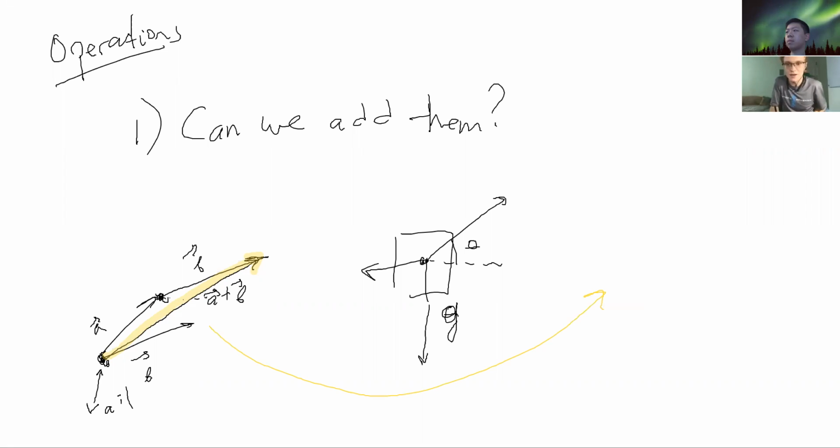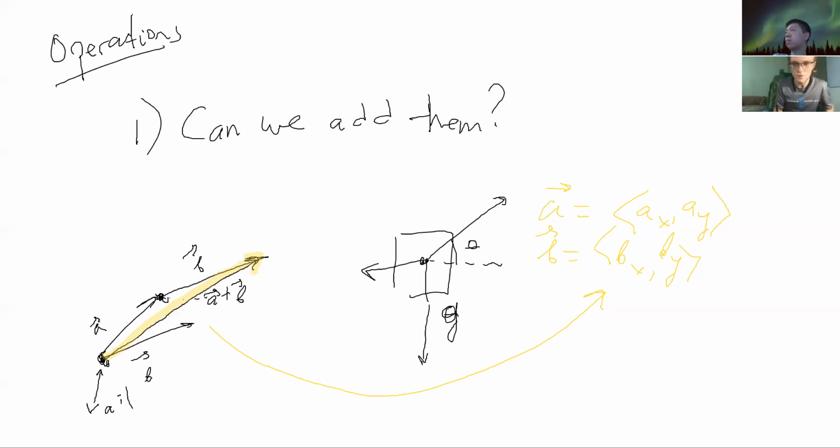So if we describe A as AX and AY, by the way, this is the notation for vectors. We have these little angled brackets. That's, I think, what they're called. And we have B equals BX, BY. How do we write out this vector sum A plus B in terms of AX, AY, and BX, BY?